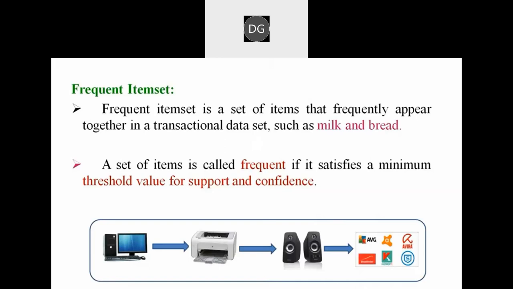Here also an example is given. If you are purchasing a PC online, there is a good possibility, right, that it will recommend you to buy a printer along with the PC, or ask you to buy speakers for the PC, or at most it may ask you to buy an antivirus if you are purchasing a PC or software. So these are some real-time examples where we can use this Apriori learning.